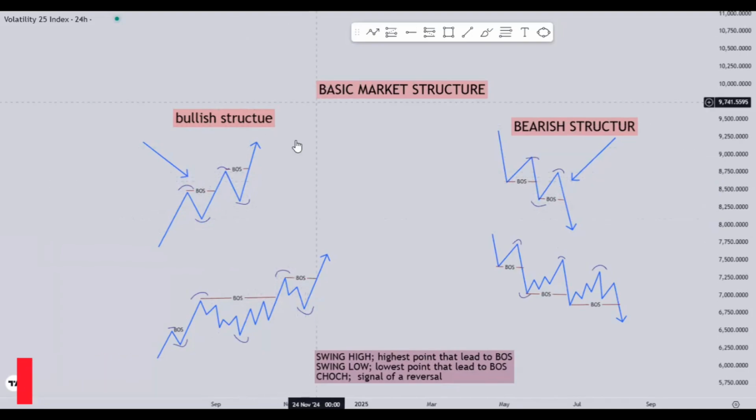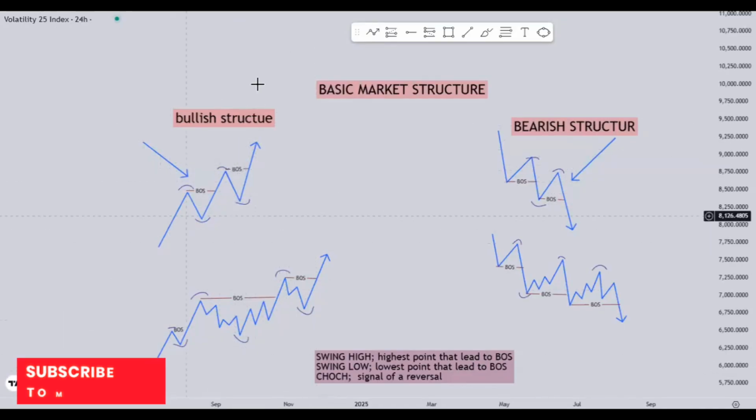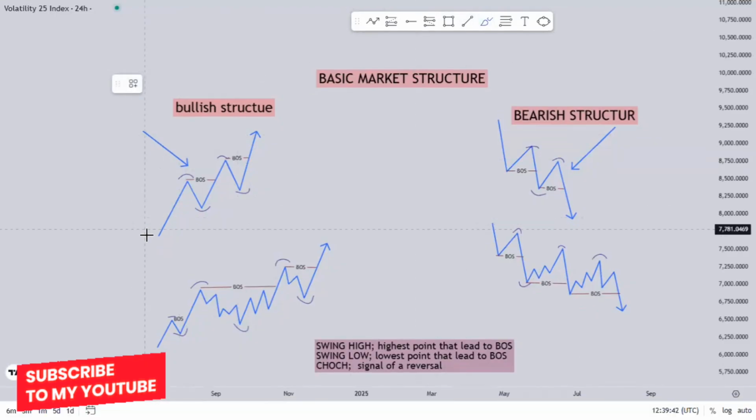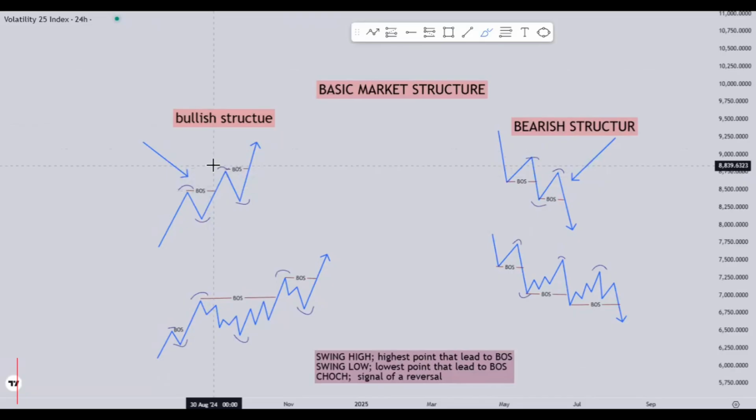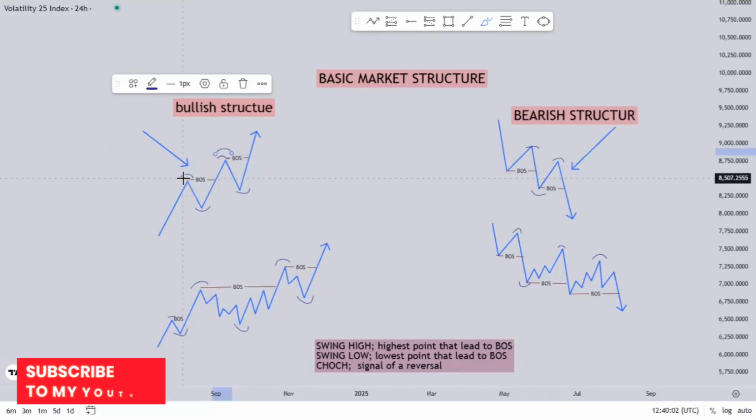Now, before we confirm that a particular price action is trending up, that price action must be creating a series of what? Sorry, must be creating a series of higher highs, higher lows, higher highs, higher lows, higher highs. This is what confirms to us that a particular price action is trending up. But before we can confirm that this high is actually the high, it must take out the previous high.